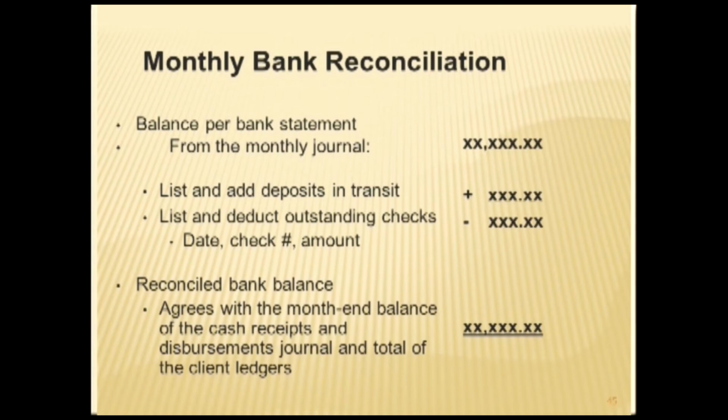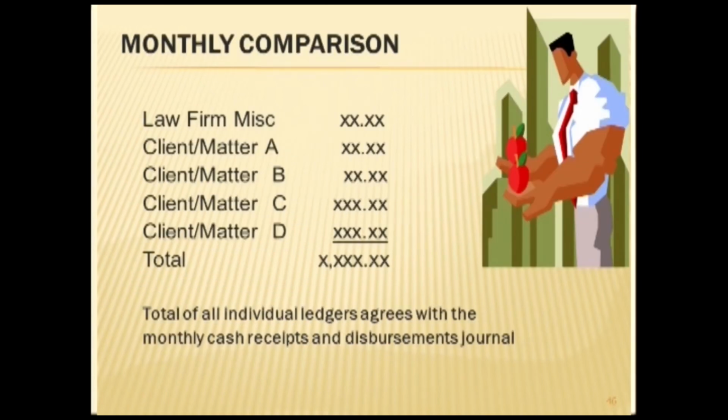The reconciled bank statement, the adjusted month-end balance of the cash receipts and disbursements journal, and the total of all your client matter ledgers. That's the monthly comparison. The monthly comparison, here is an example. It's a simplified example, but for discussion purposes. And it shows first our law firm miscellaneous ledger, which has a small amount of money on it. We have 4 clients, client A, B, C, and D, and the total of this monthly comparison should equal the cash receipts and disbursements journal month-end adjusted balance and the reconciled bank statement balance.